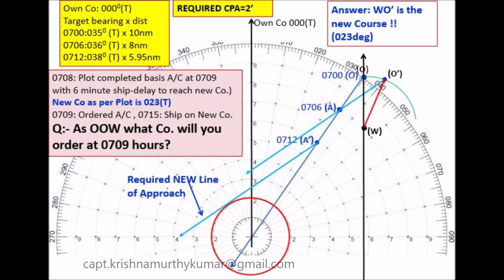Now, as officer of the watch, what course will you order at 0709? That is the question. Go back to the slide and study it carefully and answer it from the ROR point of view.